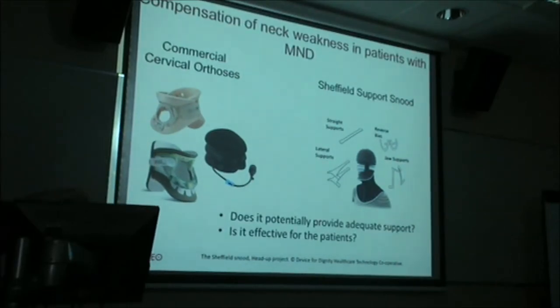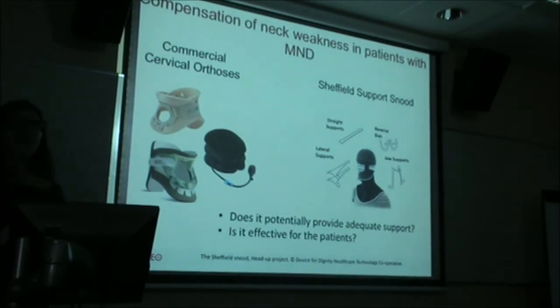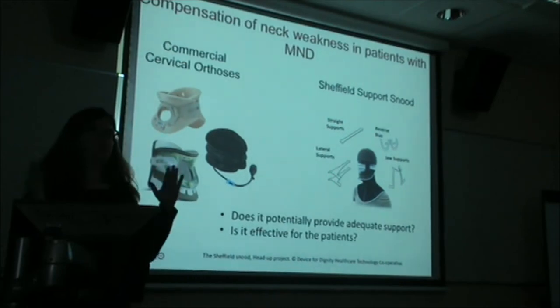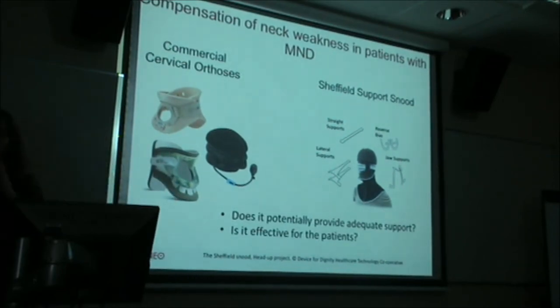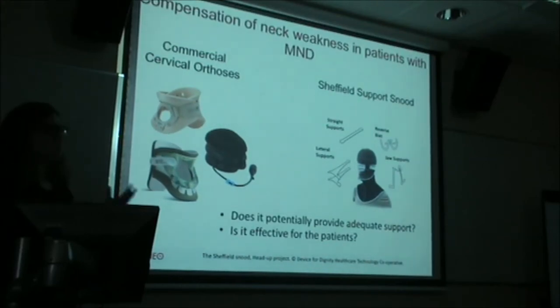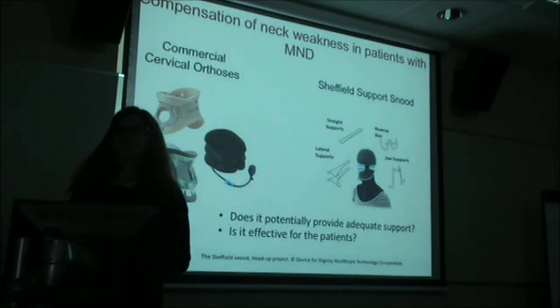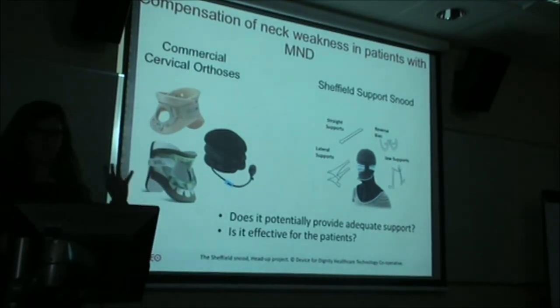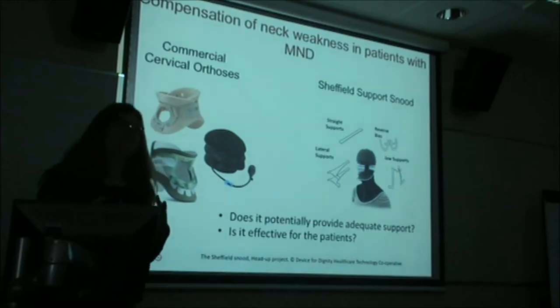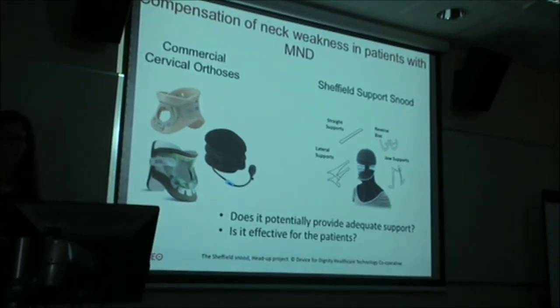So there is a group in Sheffield that designed this new solution, which is basically a much lighter collar, which has the trick of having a number of supports that can be attached to it according to the patient's need. So if a patient has more or less weakness in their muscles, they can use more or fewer supports. The design is pretty smart and the patients are liking it. The problem is, does it work? Is it really doing something, or is it just a feeling that the patient has?